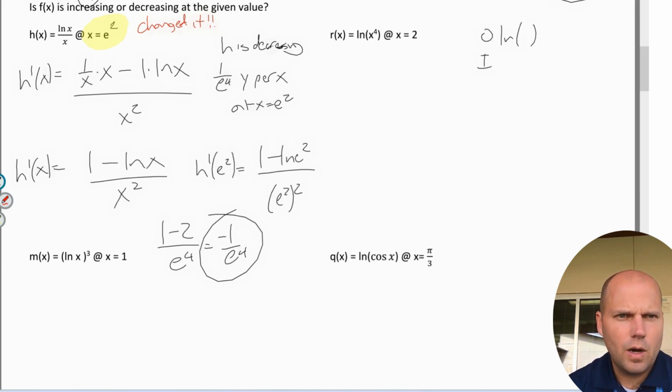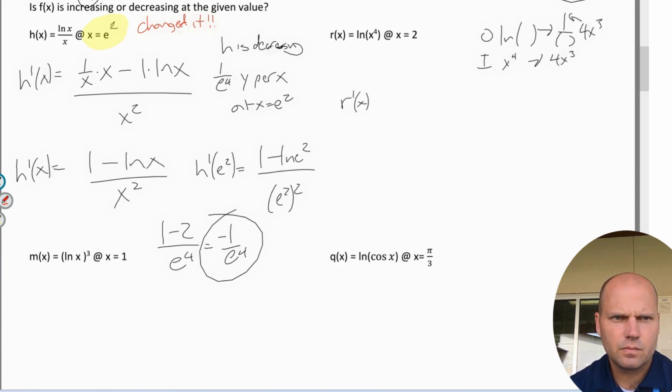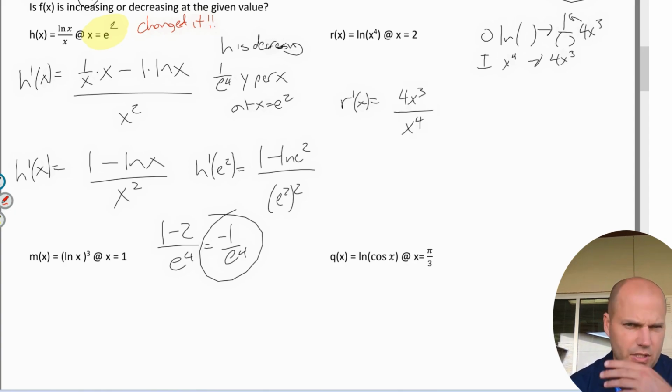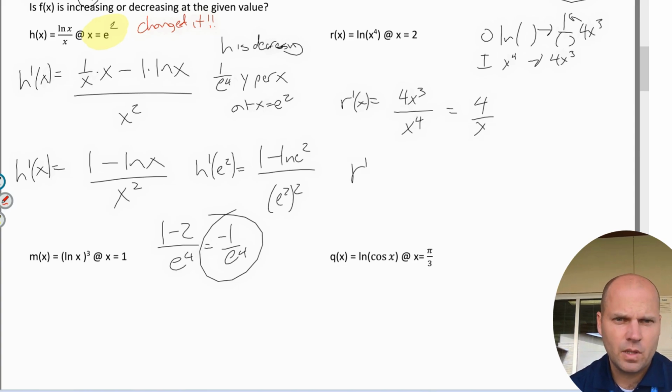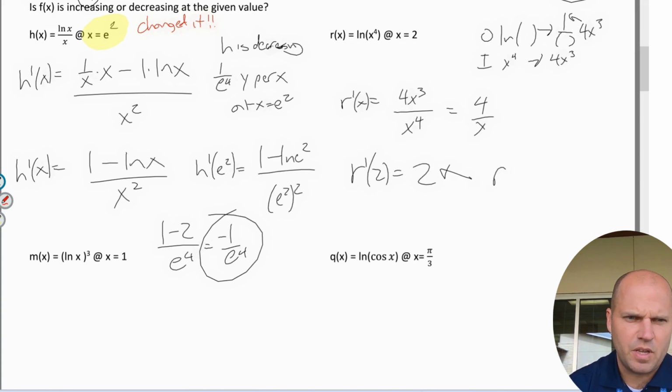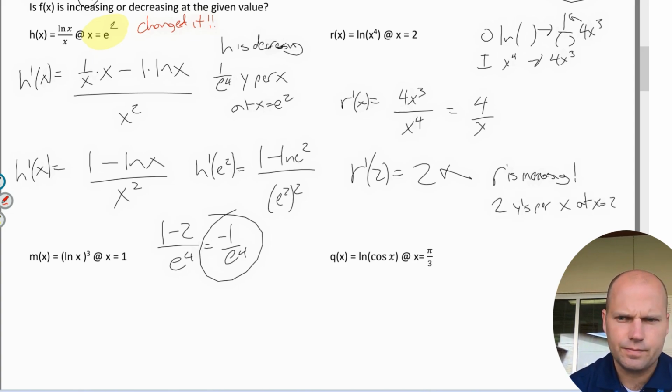Chain rule, O and I, multiply it together, that 4x cubed would go up here. What starts in the parentheses stays in the parentheses. We realize that can be simplified if we want to. Slope at 2 is 2, 4 over 2 is 2, which tells me r is increasing 2 y's per x at x equals 2.